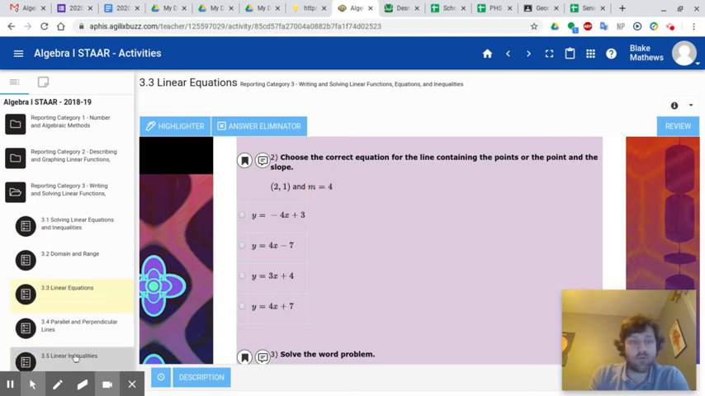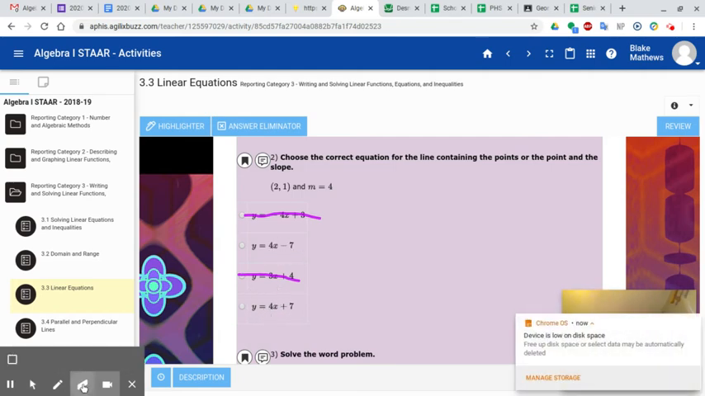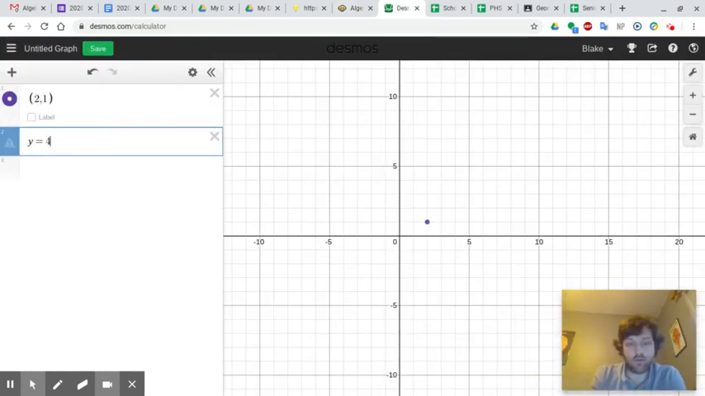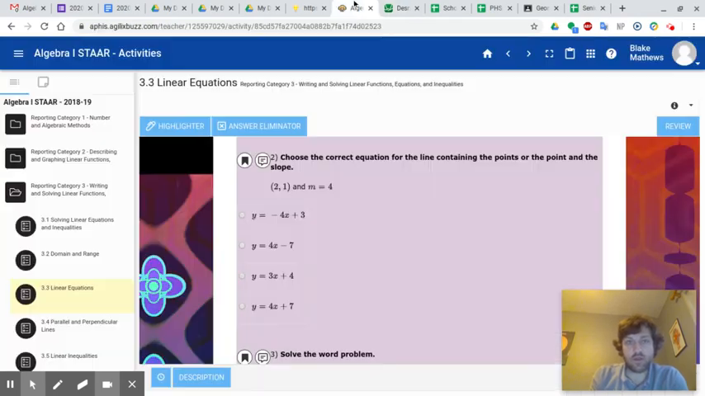So that means that right away, I can eliminate this answer choice and this answer choice because they have a slope of -4 and a slope of 3. So we're going to look at one of these: 4x minus 7 or 4x plus 7. So let's try 4x minus 7 first. Y equals 4x minus 7. There it is. It crosses directly through. So then 4x minus 7 is the correct response.